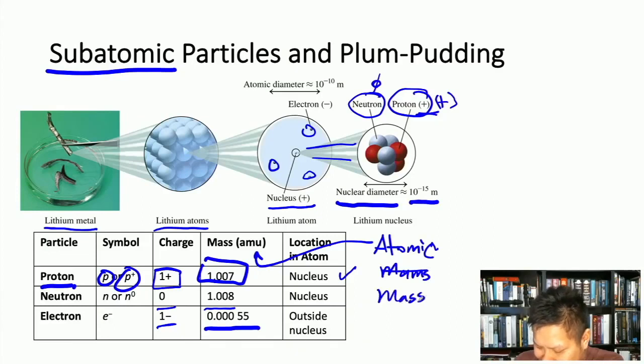Mass unit. There we go. Atomic mass unit. Moving forward, we're going to go through this pretty fast here. Let's talk about the different parts of the periodic table that represent atoms.